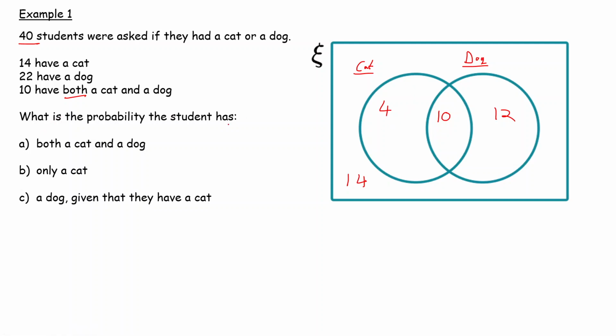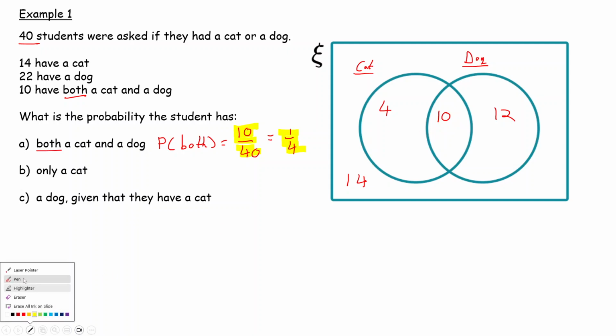So what's the probability that the student has both a cat and a dog? We're just looking at that first part, this bit here. So we can say that the probability of both a cat and a dog is going to be equal to 10 out of the total, which is 40. You could write it as a quarter, but either of those is absolutely correct. With probability, you can leave your answer unsimplified. That is fine. So either of those is good. Okay, so that one nice and straightforward.